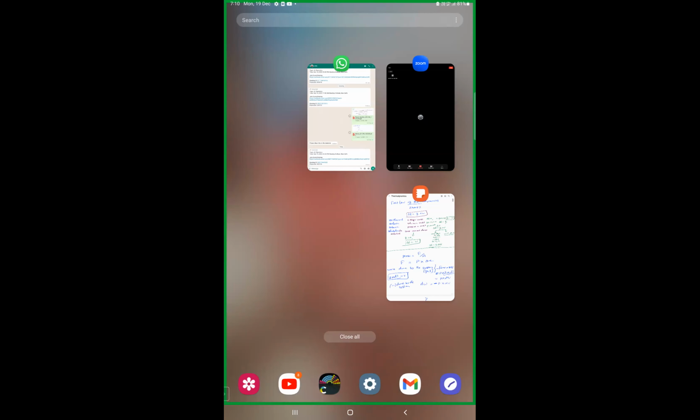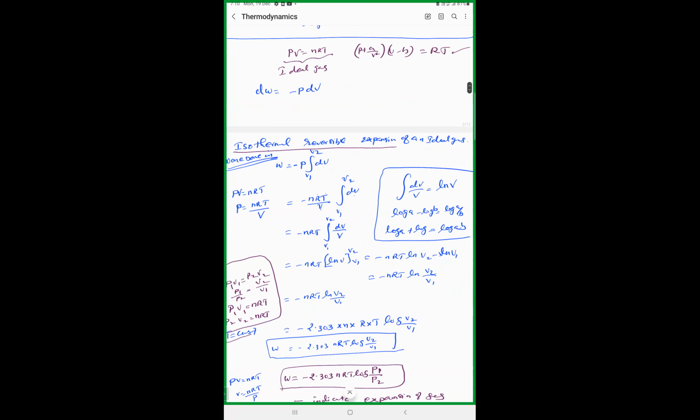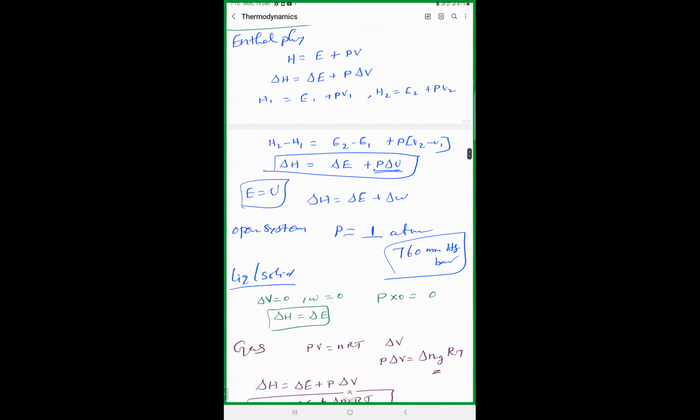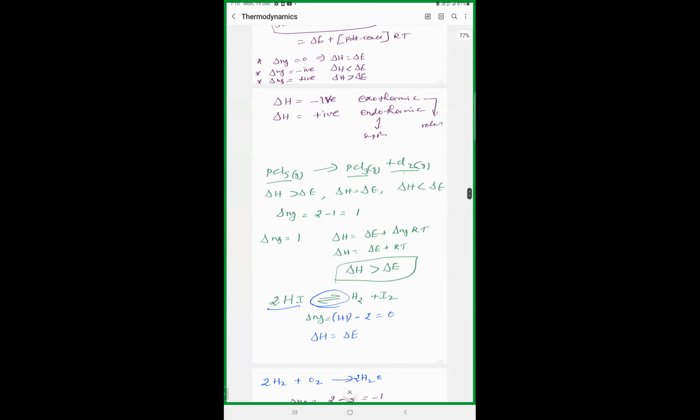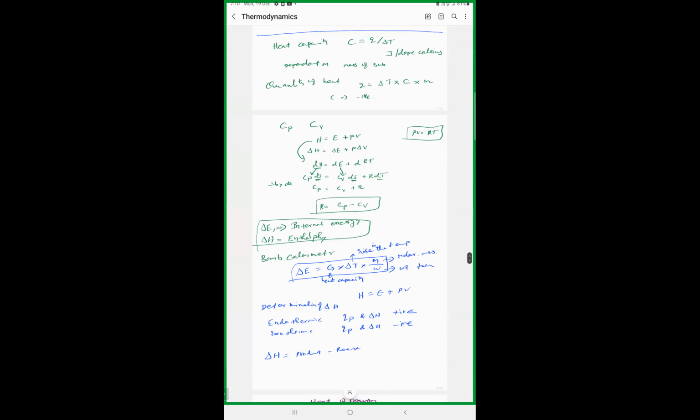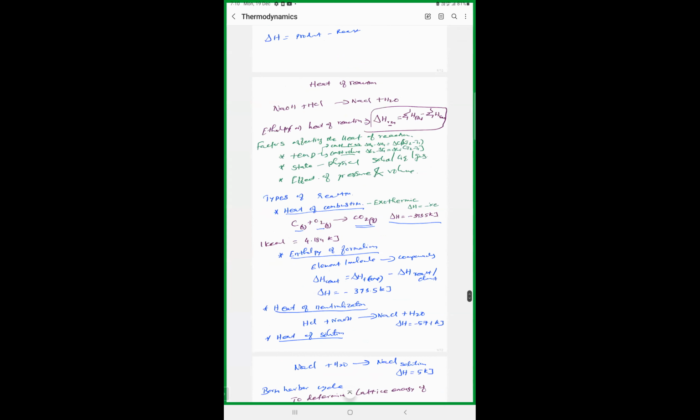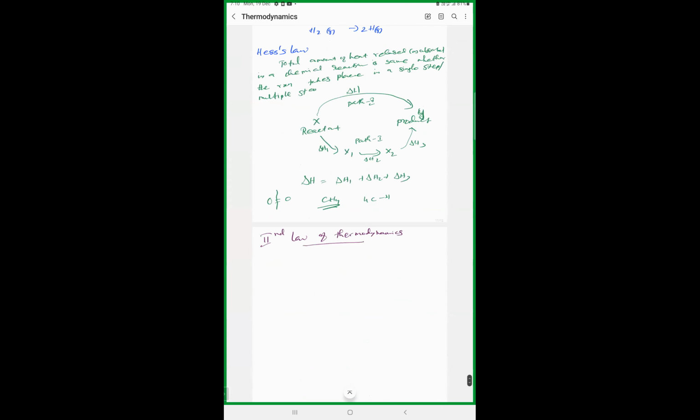So that day we discussed up to enthalpy, heat capacity, bomb calorimeter, heat of reaction, Born-Haber cycle. Up to that we have completed. Now we have to discuss the second law of thermodynamics.